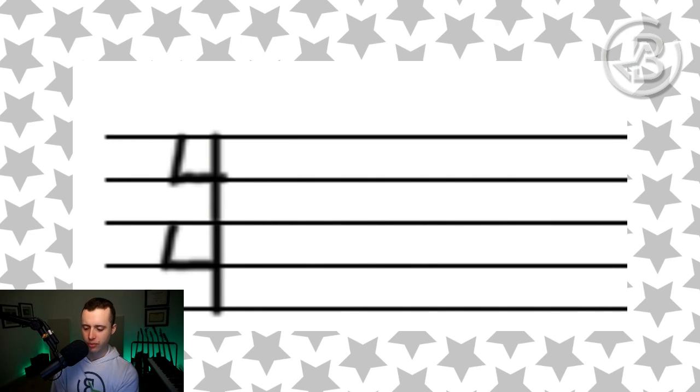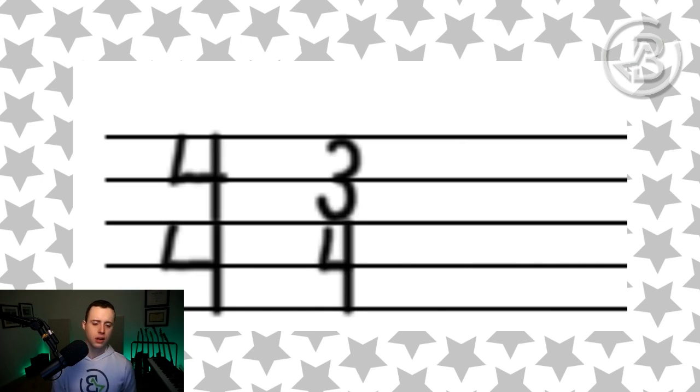Now if we were to write a 3/4 time signature, the top number is going to be a 3. And then the bottom number is going to be a 4. Again, the top number is going to take up the space from line 5 to line 3. The bottom number takes up the space from line 3 to line 1. The only 2 time signatures you are going to need for level 1 are 4/4 and 3/4. So practice writing these on some staff paper, practice writing them out in your workbook.